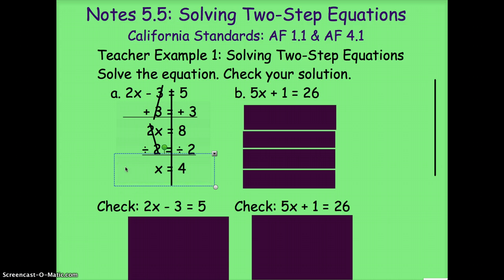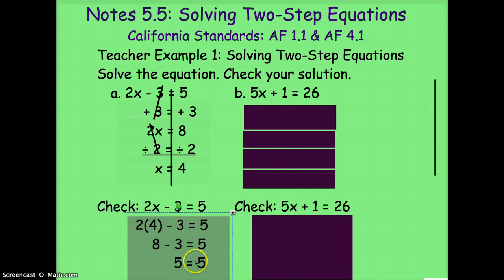Of course you do always want to check your solution. So let's go ahead, we've got our original problem. We want to plug in whatever we found for x, which in this case was 4, and then solve. 2 times 4, as we know, is 8, and 8 minus 3 is 5. So 5 does equal 5, our solution checks.